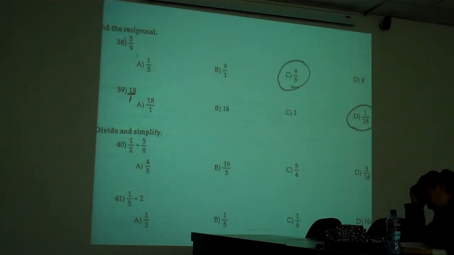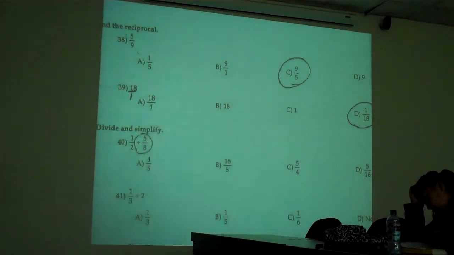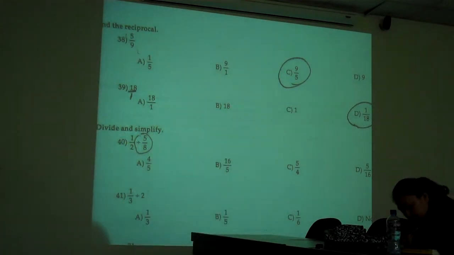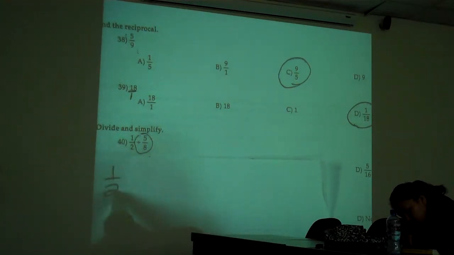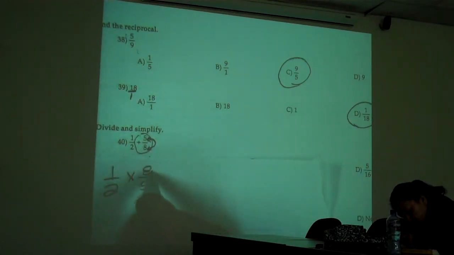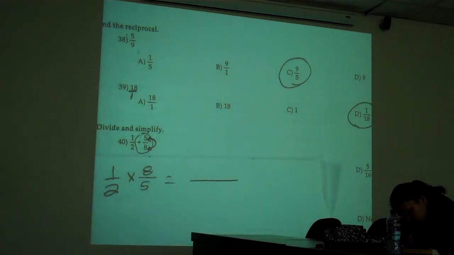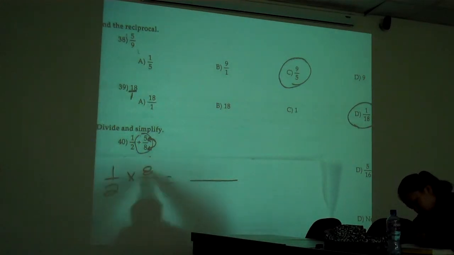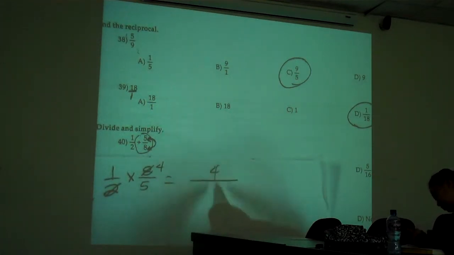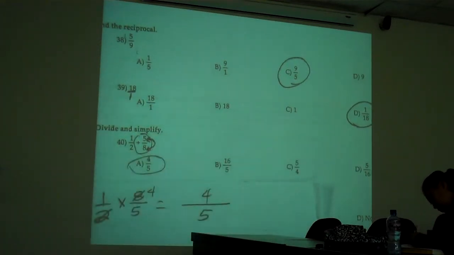Okay? The reason you need reciprocals is for division. You're going to multiply by the reciprocal. Here we have 1/2 divided by 5/8. So 1/2, we're going to change divide into multiply, and we're going to do the reciprocal, 8/5. Before we multiply, divide by 2. 4/5. So that one's 8.